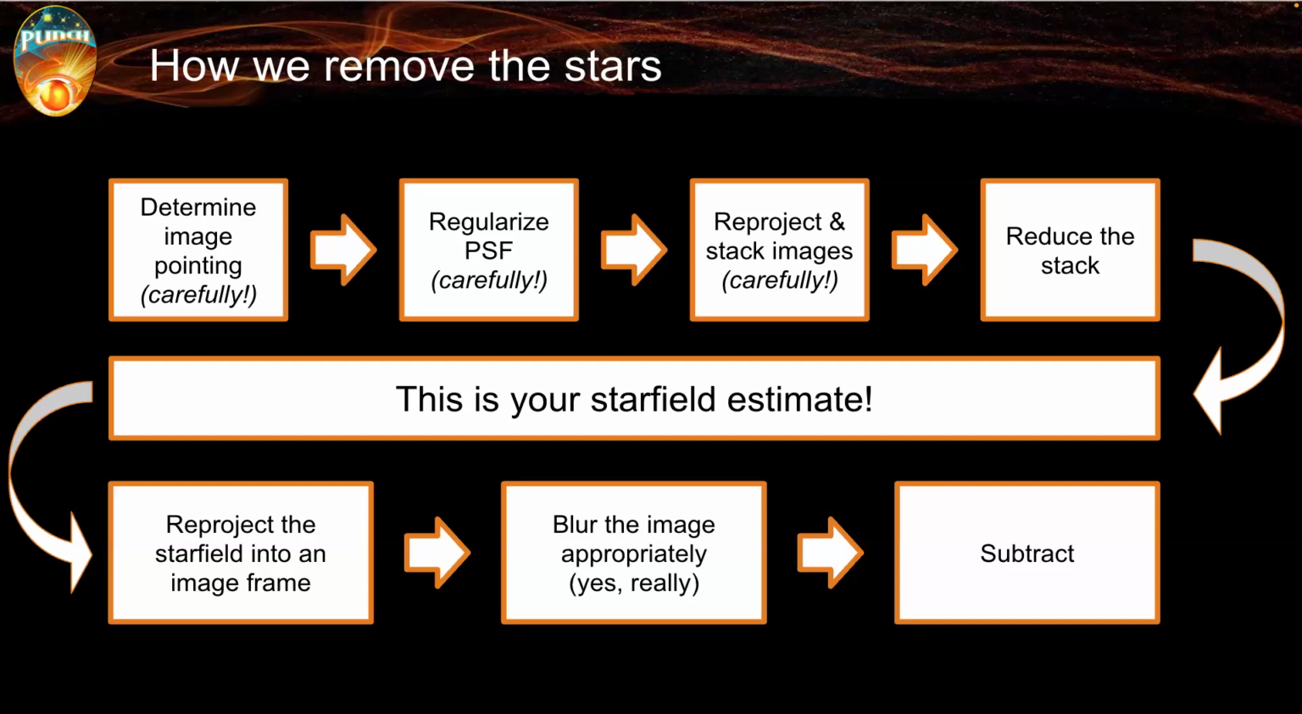We stack all the images up there, and then we reduce the stack to provide one single estimate value for each pixel of what is the constant celestial background at that RA Dec coordinate. So that's our starfield estimate. We take that back into the frame of any given input image. We have to blur that image just a tad, yes, really, and then we just subtract, and that's the result.